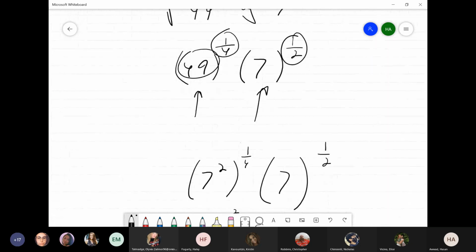Okay, so any questions with this? This was just a lot of exponent rules. Yes, Elise. If you just did 49 to the 1/4, like you solved that, and then you did the 7 to the 1/2, and then you multiplied those two, would you still get 7 or no? So are you saying basically right at this point right here? Yeah, if you solved each one of those and then multiplied them together. Okay, so then my question for you becomes, what is 7 to the 1/2 power?